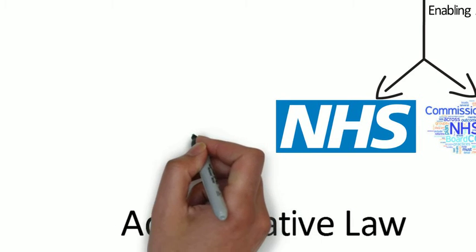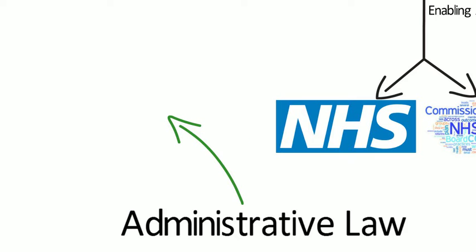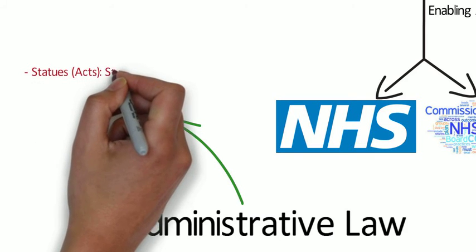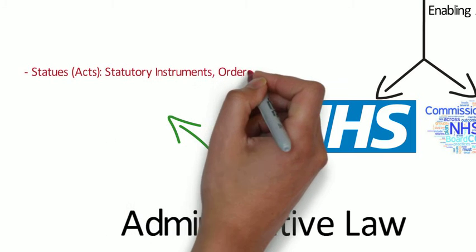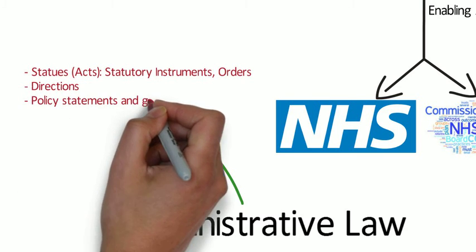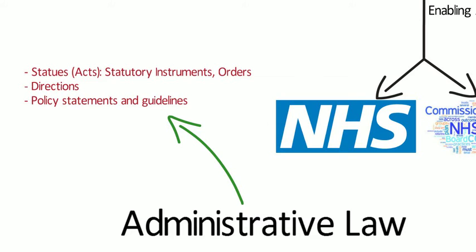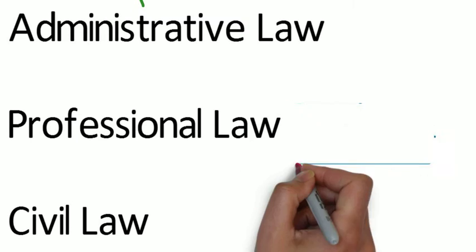Now, administrative law consists of statutes, acts, regulations, orders, directions. Directions are made by senior civil servants under the authority of the relevant minister. And the last thing, it consists of policy statements and guidelines. Initially, the public authority itself usually enforces the law. So, for example, the enforcement of the NHS contract is by the NHS Commissioning Board. Sanctions are administrative, for example, fines, and it can include the loss of contract.